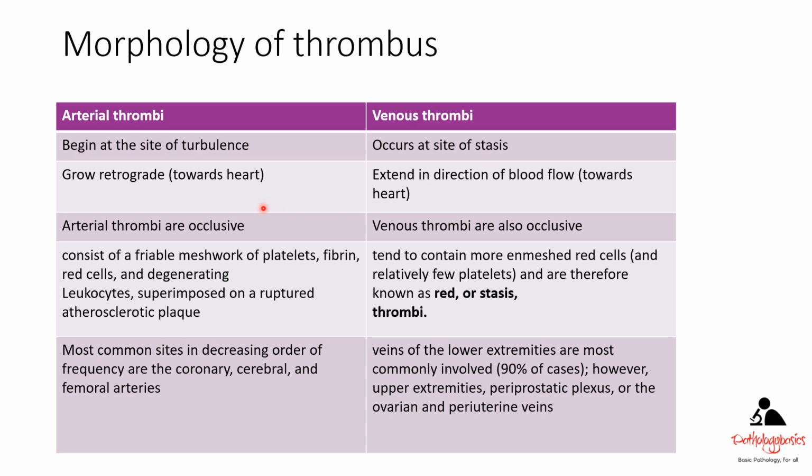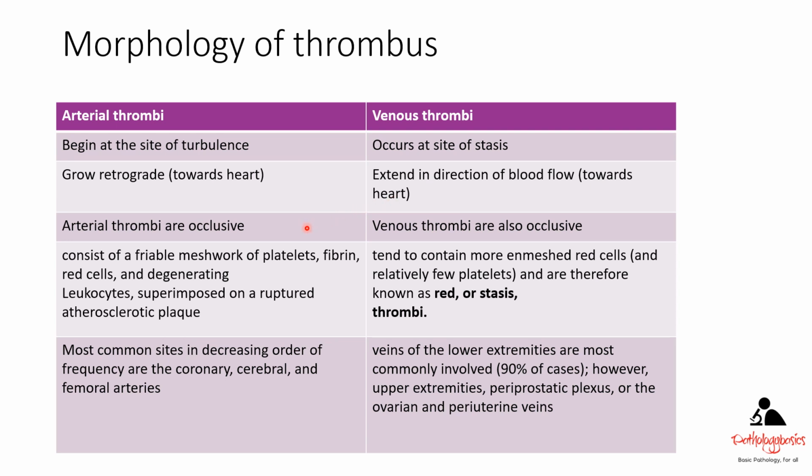Arterial thrombi grow retrograde, that is, towards the heart. If you see a coronary thrombus, it grows back from the site where it first forms. That is, it grows towards the heart. In the same way, venous thrombi also grow towards the heart, but the direction here is opposite. That is, it extends in the direction of blood flow. Here it is extending in the opposite direction of the blood flow. Both of them are still going towards the heart.